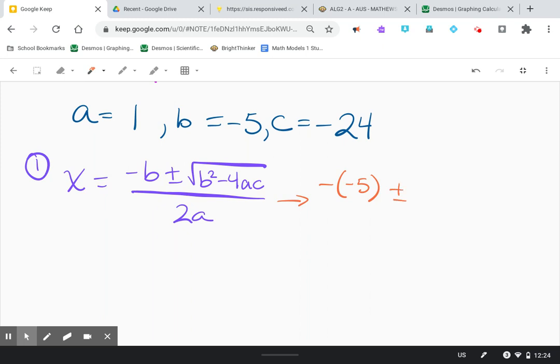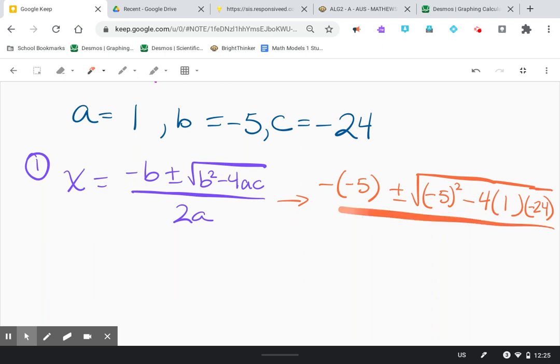Notice I'm not really doing any simplifying yet. Negative 5 squared. Notice it's in parentheses. Every time I plug something in, I'm going to put it inside parentheses so that I don't miss any operations. Minus 4ac. Let's go ahead and do a is 1, c is negative 24, all over 2 times 1.